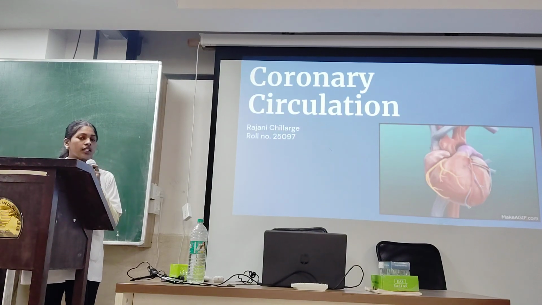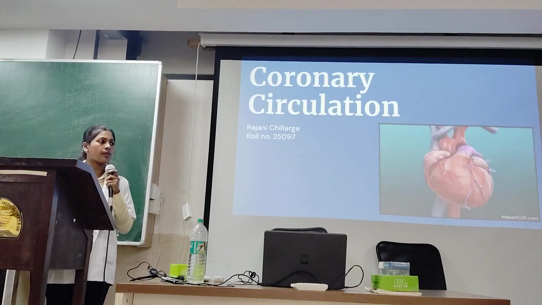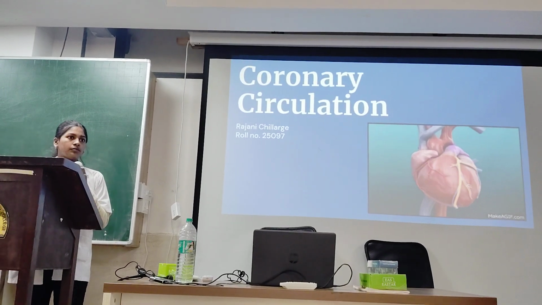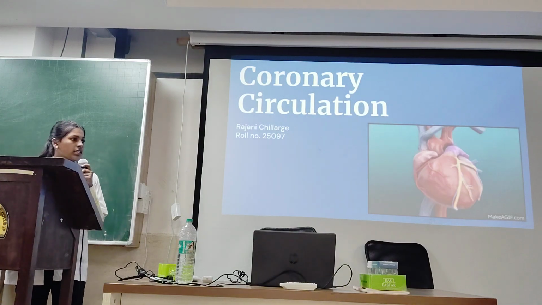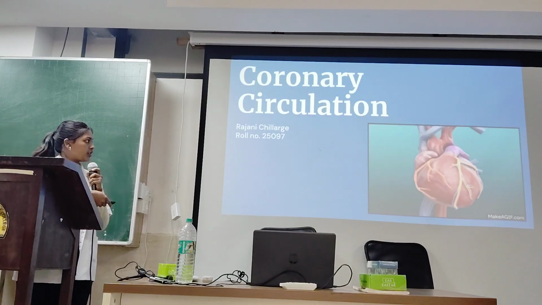The coronary circulation is a network of arteries, veins and capillaries that together coordinate and supply the heart muscle, that is the myocardium. Now let us see how these arteries are situated on the heart under the heading the coronary arterial circulation.